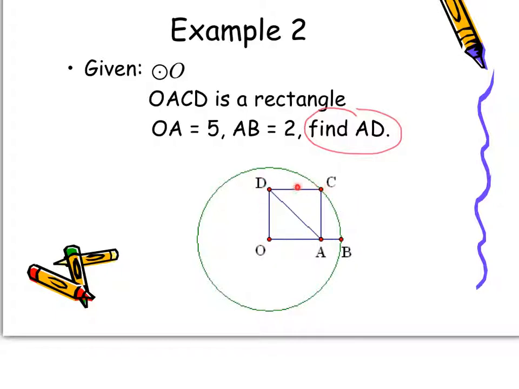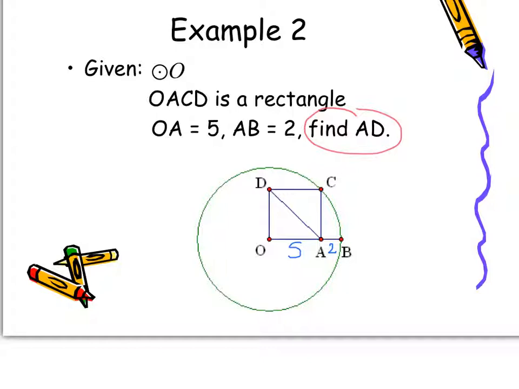Notice how when we name it, it's either going counterclockwise or clockwise. We're not jumping all over the place. We're going in order, so always remember to do that. And I'm told that OA is 5, so this segment is 5, and AB is 2. Lovely. Okay, and it's asking me to find out what AD is. It's asking me to find that diagonal.